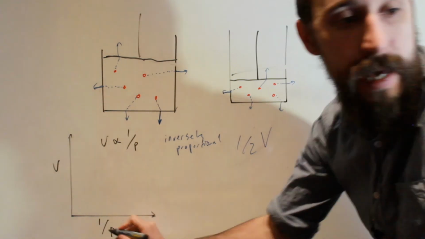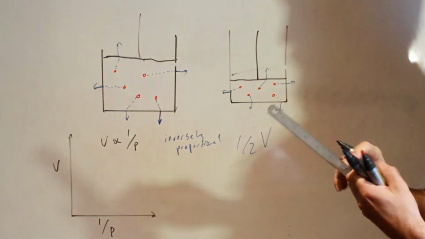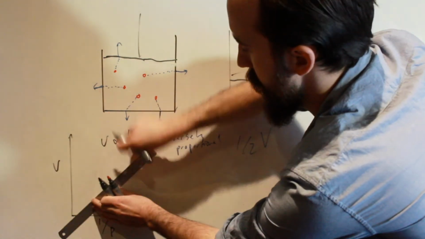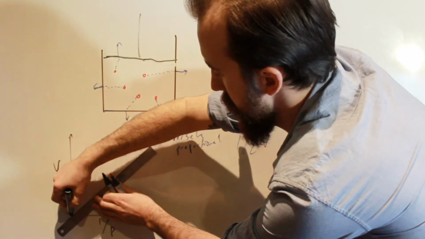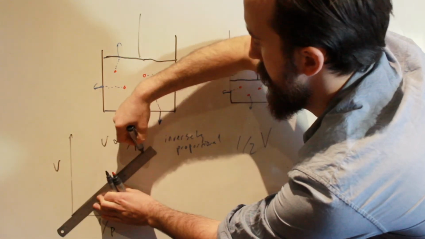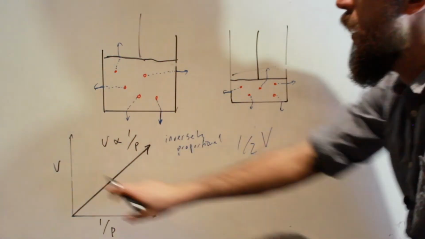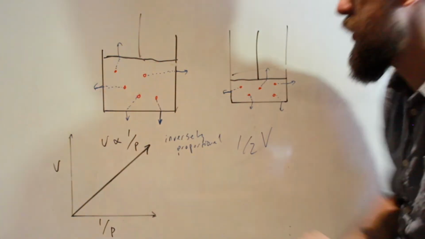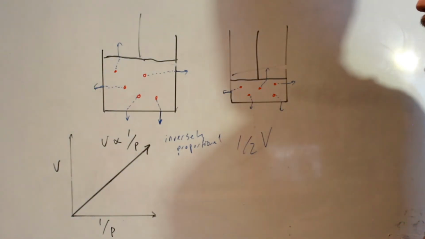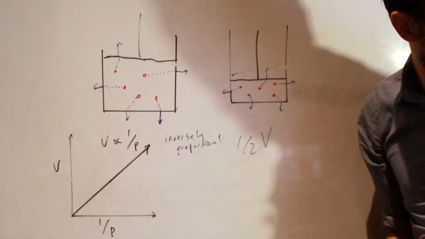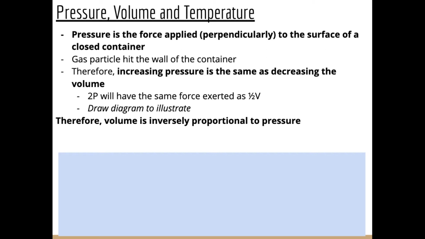I have 1 over P. So as we increase the volume, we decrease the pressure, and we have an inverse proportional. So volume is directly proportional to the inverse of 1 over P, like so. Therefore, volume is inversely proportional to pressure, like so. Excellent. What else do we have here?